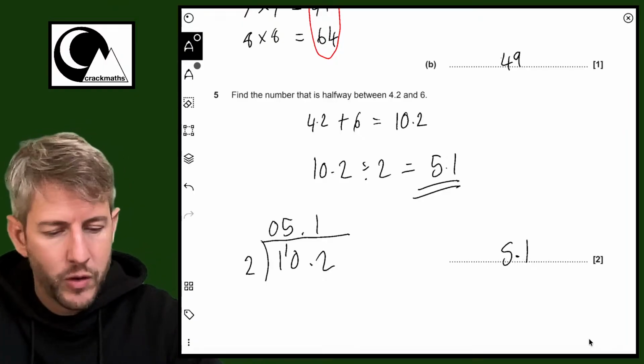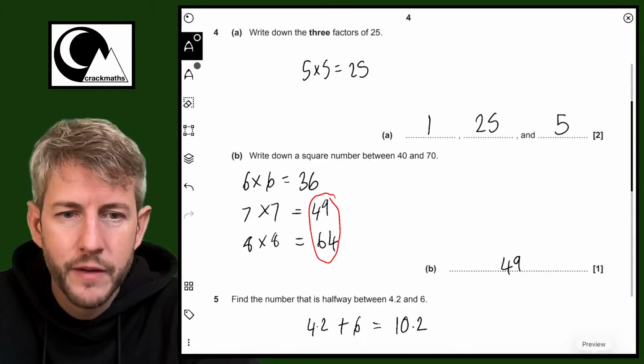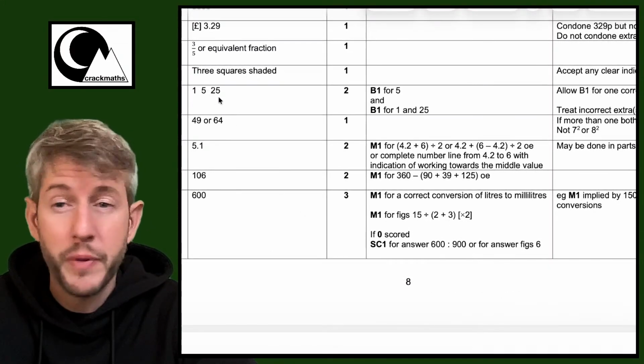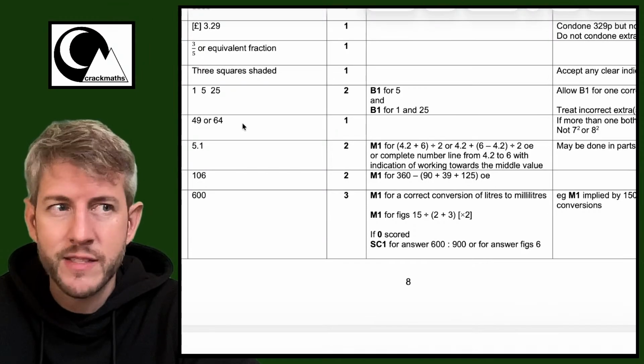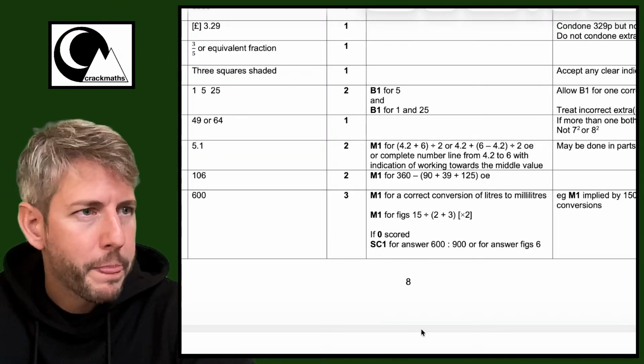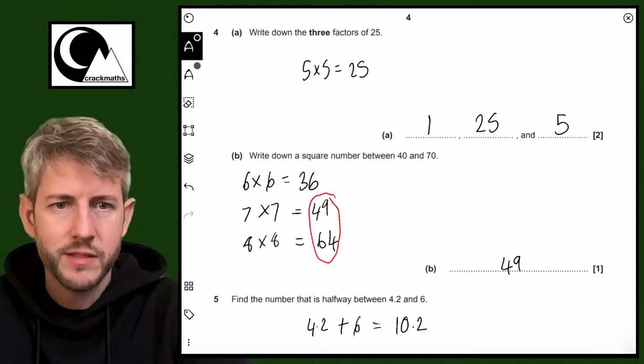And let's have a quick scroll up of those answers again, and then we will mark these off. Okay, so here we go. 1, 5 and 25, perfect. 49 or 64, great. 5.1, spot on. Okay, so let's now look at the next set of questions.